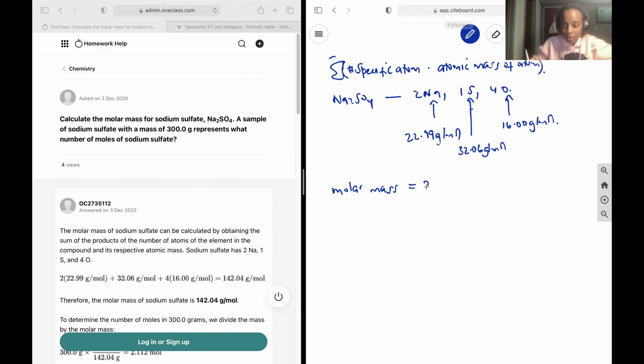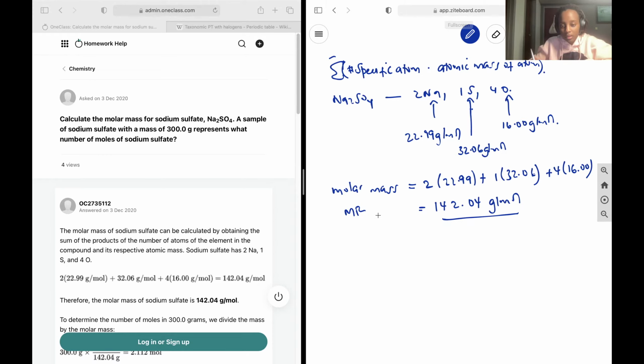So if we want to find the molar mass, it is going to be equal to 2 by 22.99 plus 1 by 32.06, and this is all in grams per mole, plus 4 by 16.00, and that is going to give us an answer of 142.04 grams per mole. This is going to be the molar mass of sodium sulfate.